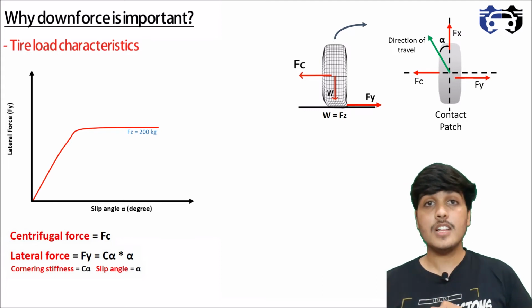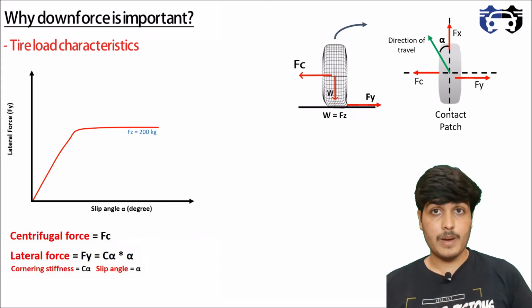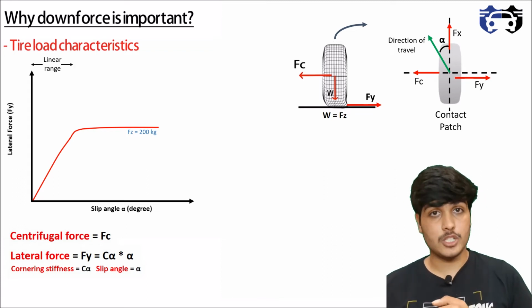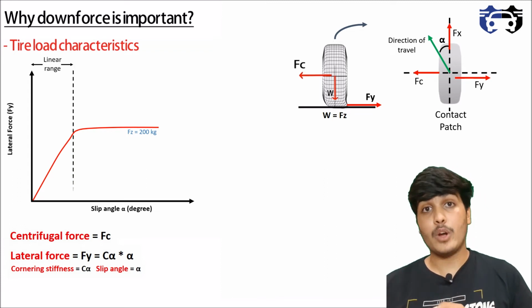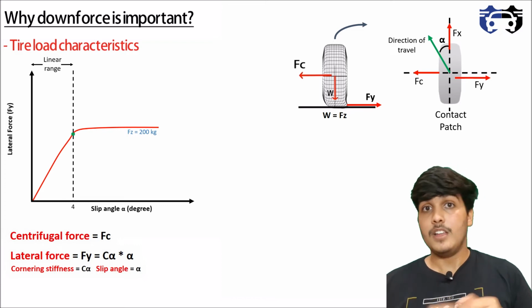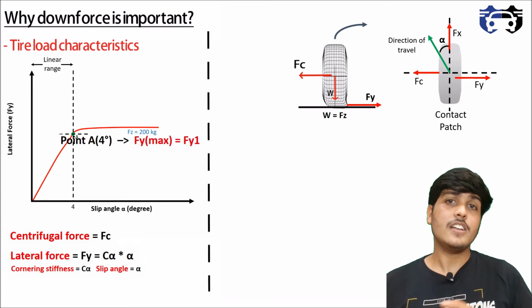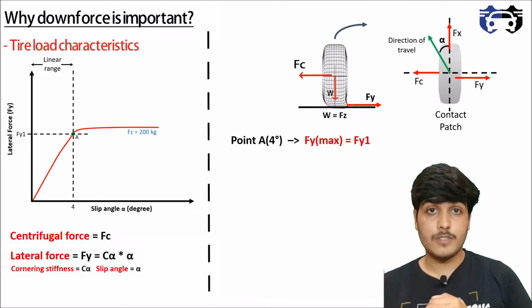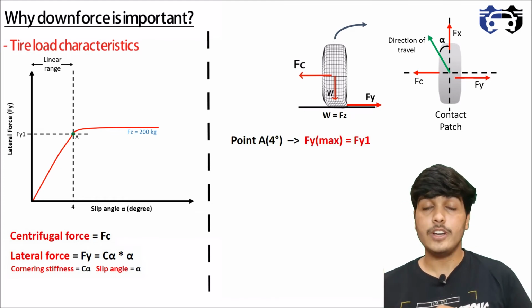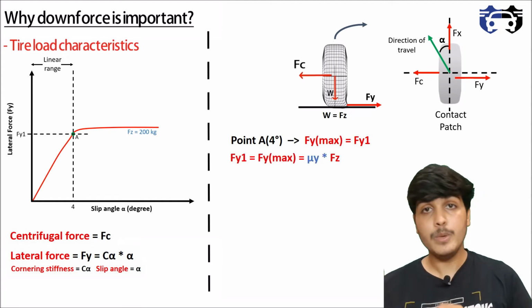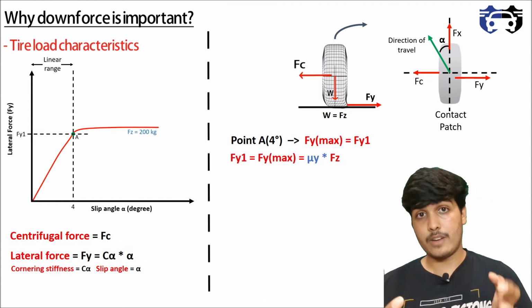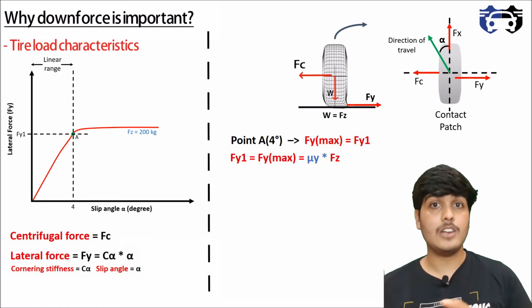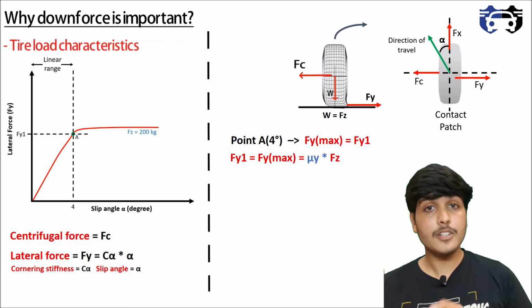Okay, so now this lateral force Fy equals C alpha multiplied by alpha is valid up to a point where the lateral force is directly proportional to slip angle. Suppose that point is 4 degree slip angle. Now at this point you can see we are achieving the maximum value of the lateral force. Also, note here the maximum value of lateral force at particular vertical load is given by Fy equals mu y multiplied by Fz. So at 4 degree we are achieving the maximum value of lateral force, and this maximum value is currently balancing the centrifugal force.